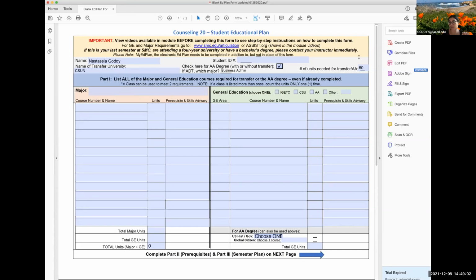Go ahead, and once you've done that, write done in the chat so I know where everyone's at. Your name, transfer university if you're going to do it, associate's degree if you're going to do that, and how many units are needed. So I have 3 students done so far.